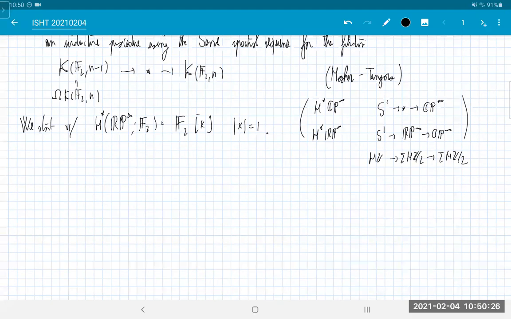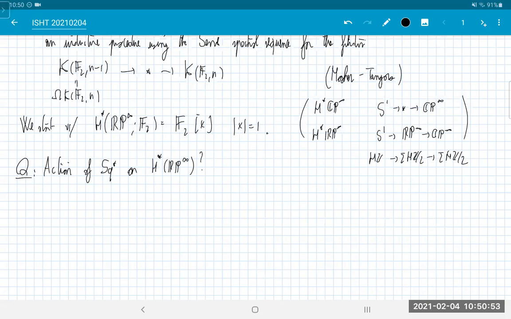Okay, so, question now: the action of the Steenrod squares on the cohomology of RP infinity. And for brevity, I'm going to stop writing F2 coefficients every time I have cohomology. All cohomology will be with F2 coefficients.